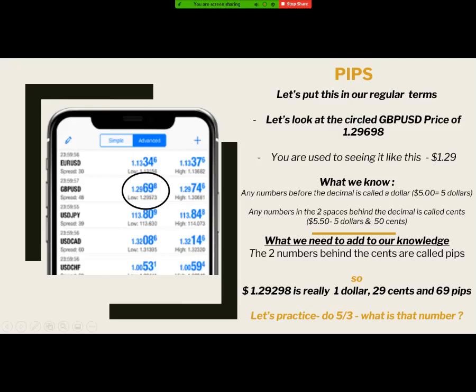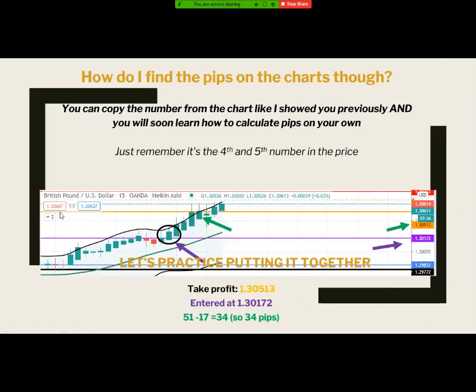The bottom line is that this isn't hard, y'all. When you see currency pairs, the 4th and 5th number are going to be your pips. That's all you care about. It's just adding a new knowledge or vocabulary to your wealth repertoire. So the question is, how do I put this together? How do I find these pips on these charts?